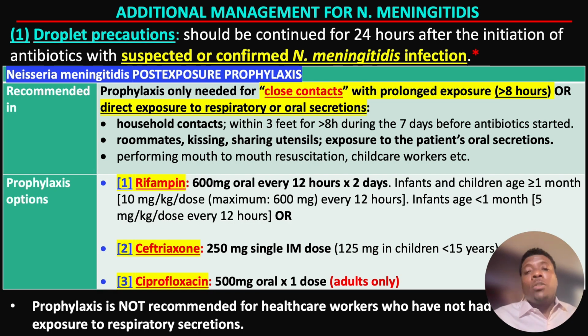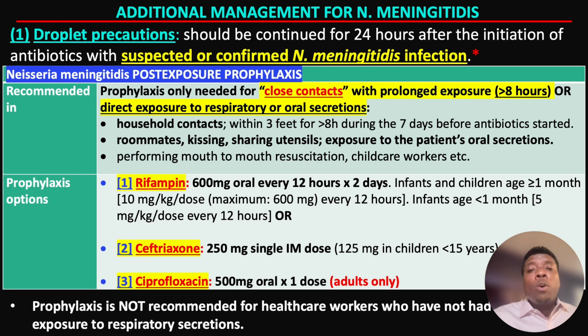Last couple things is going to be, what if it's Neisseria meningitidis? Either you know it or suspect it based upon gram stains showing gram-negative cocci in pairs, or whatever reason, you want to make sure that you put the patient on droplet precautions and it's going to be continued for the first 24 hours after you initiate the antibiotics.